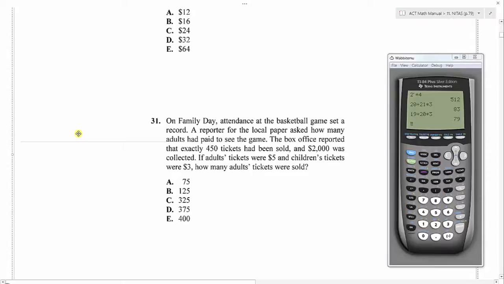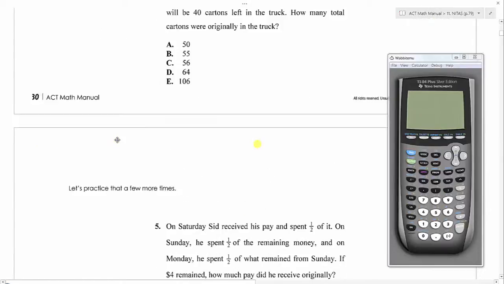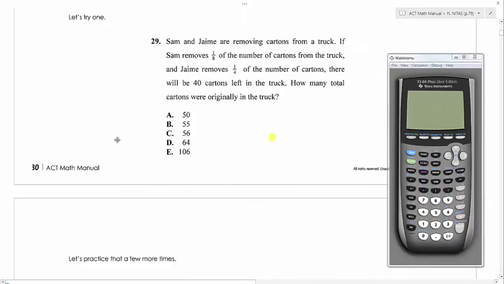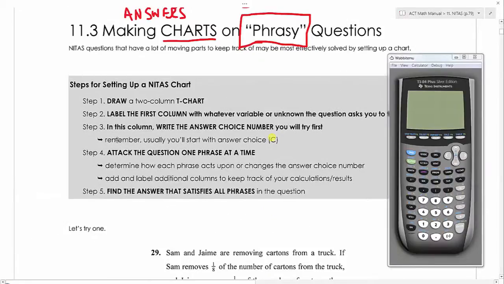Anytime you see a NITAS question that has a lot of those items, you're probably going to want to make a chart in order to keep track of all of your work, keep track of what's going on in all of your phrases. It can be a little bit tricky at first to get a hang of this chart technique, this chart process, but I am telling you that if you follow the steps in this shaded box on page 80 very, very carefully and don't stray from these steps at all, you should find it a little bit easier to make these charts and to make them proficiently and quickly.